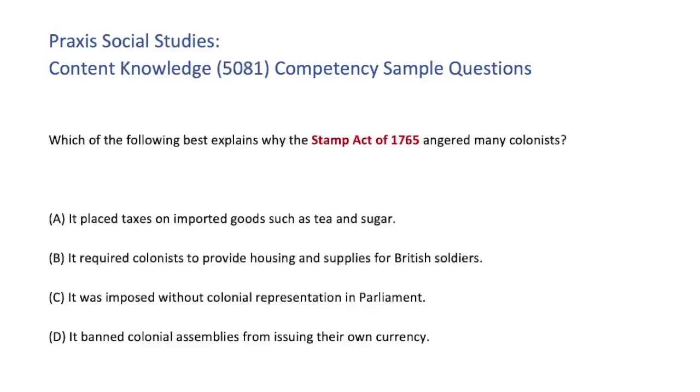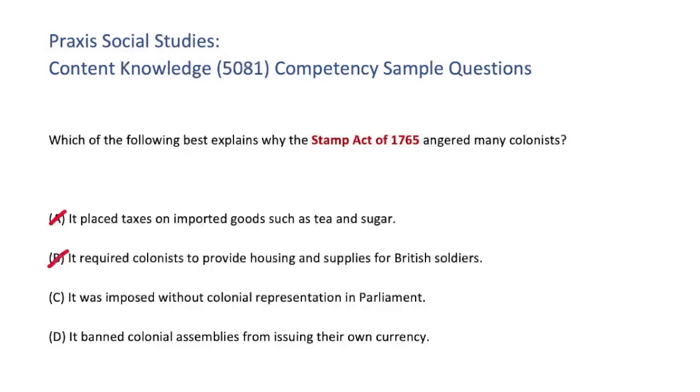In this question, we're focusing on the Stamp Act of 1765, and you're going to want to brush up on the series of British acts in the 1760s and how they affected colonial life. With that in mind, let's go through our options. We can begin by eliminating choice A. This choice is talking about taxes on tea and sugar, which describes the Sugar Act, not the Stamp Act.